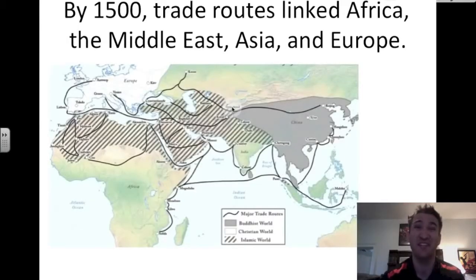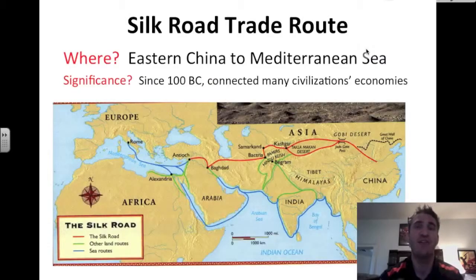Before we talk about the East, it's important to point out how the East and West connected with each other. It wasn't Columbus that started the trade routes in 1492. There were trade routes in place that linked Africa, the Middle East, Asia, and Europe for centuries. So it's 1500. We're now going to show you the different routes in place. And the most important of those routes was the Silk Road trade route.